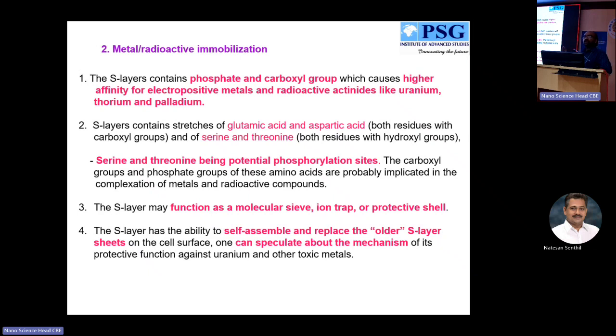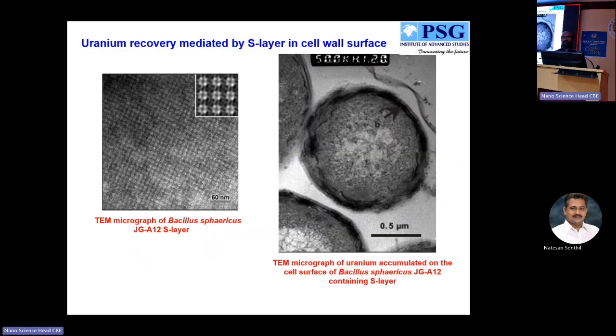And it has a carboxyl group also, which has affinity towards metals. So in one go, you have a phosphate and you have a cationic nature. So in one system, dual delivery mode. That is possible. And it can work as a molecular sieve, ion trap, protective shell. This is what I was talking to Gautam about before this lecture.